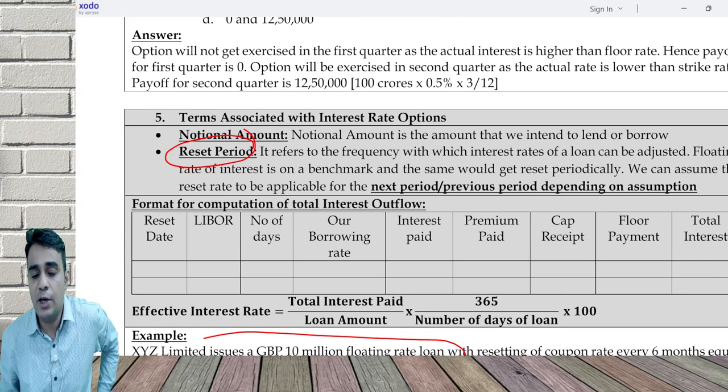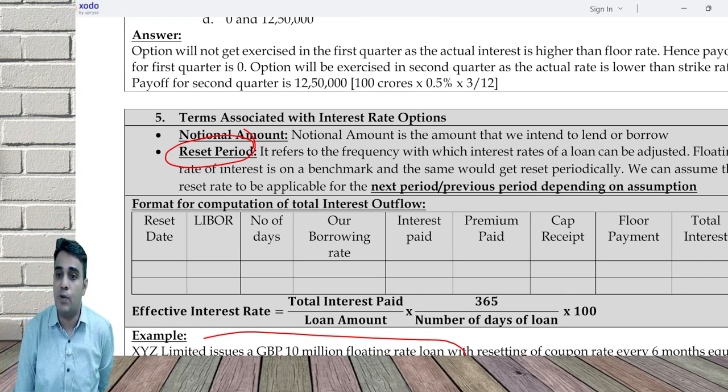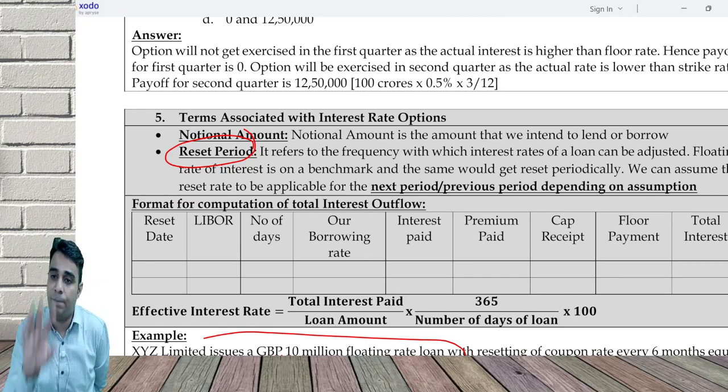What are the terms associated? Notional amount is the amount for which the settlement is to be calculated. Reset period is the date on which the interest will be reset. It can be for a prior date, or it can be for a future date. One problem we did with a prior date, one problem we did with a future date.